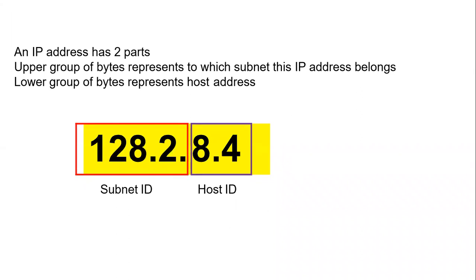Because there's a lot of wastage of addresses in classful addressing, we preferably go for classless addressing, where instead of using class A, B, C, we just use an IP address, and you can divide it into network ID and host ID based on the number of bits.